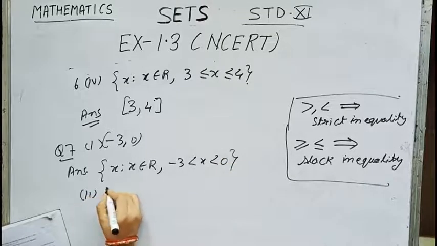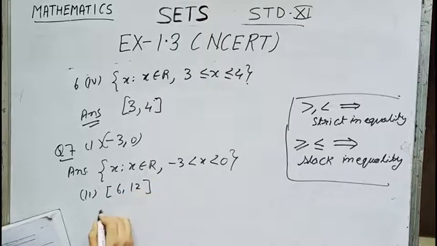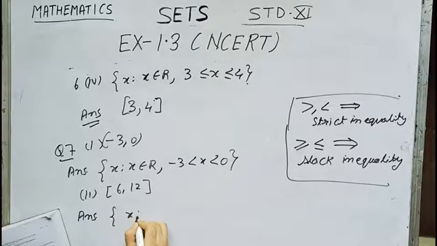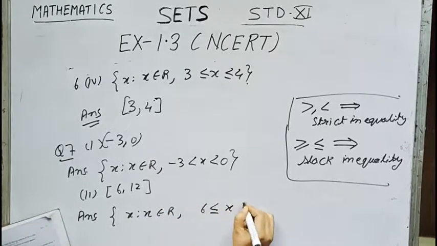Subpart number 2. Over here, closed interval 6, 12, closed. So this we can write as x such that x belongs to capital R, plus 6 now, 6 is less than or equal to x, which is less than or equal to 12.